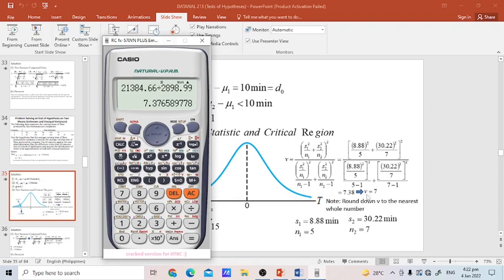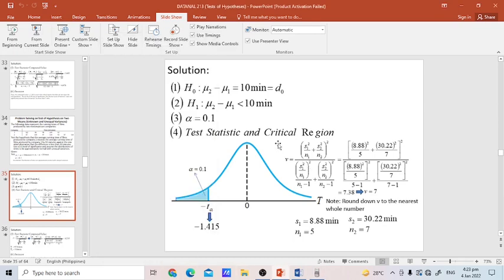So take note that we will round it down to the nearest whole number. So we have 7.38, that is v equals 7. We will round it down to the nearest whole number. So if you got 7.99, that will be v equals 7. So round it down to the nearest whole number. So that's it. So we proceed.